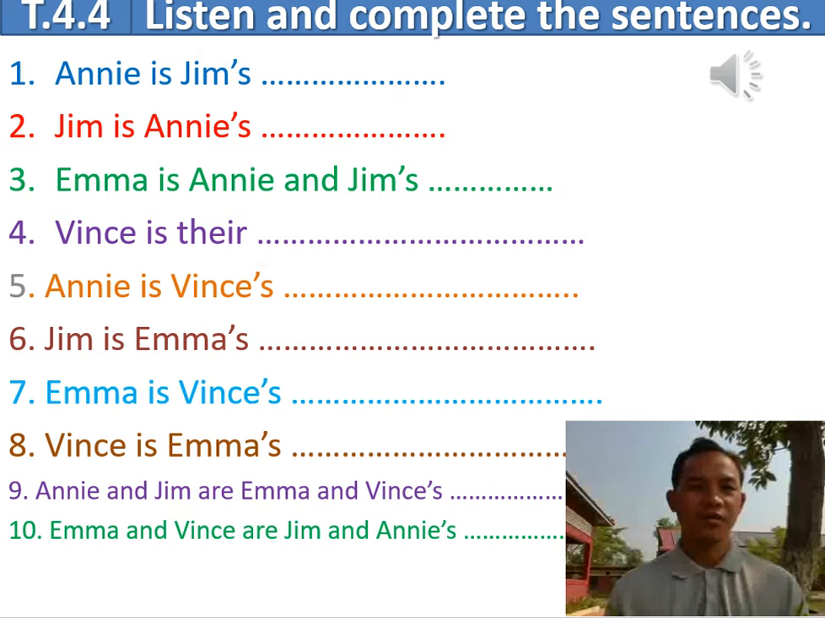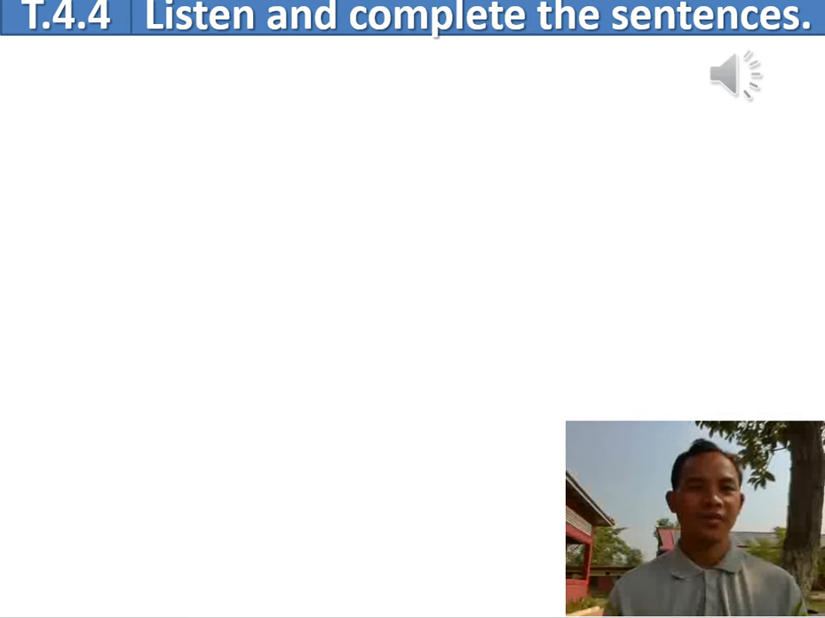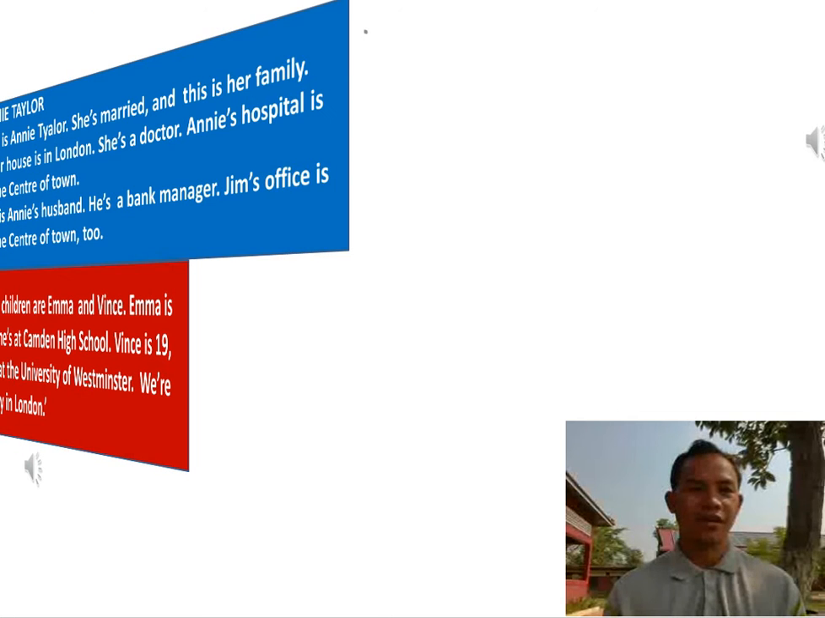Number 1 to number 10. Number 1, Annie is Jim's something and Jim is Annie's something. Emma is Annie and Jim's something. Vin is Emma's something and Annie is Vin's something. Jim is Emma's something. Annie and Jim are Emma and Vin's something. Okay, so before we complete it, I want you to go back to the text for a moment. Let's come back to this text again.